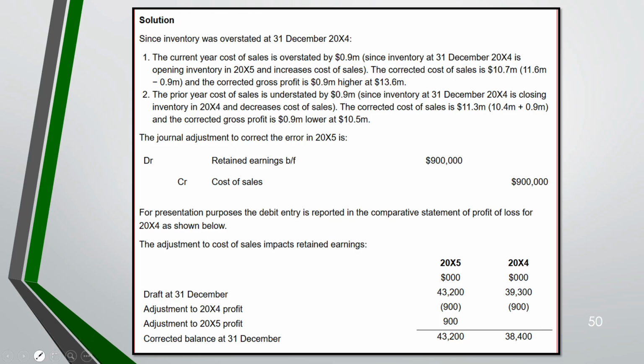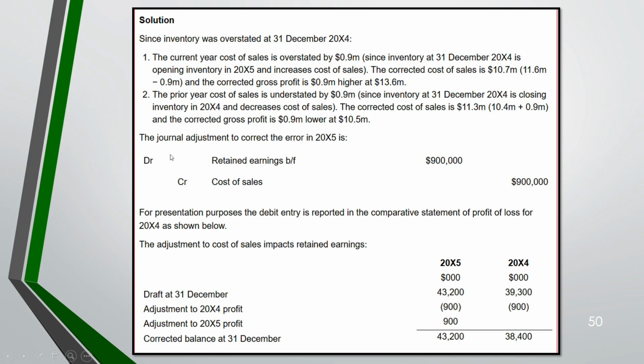Now coming to point 2, the prior year cost of sales is understated by 0.9 million. Current year is overstated, but the prior year is understated. Why? Because the inventory at 31st December 2004 is the closing inventory in 2004. And if closing inventory is overstated, it will decrease your cost of sales. So now do the opposite. Add 900 to your cost of sales and deduct 900 from your gross profit in the prior period.